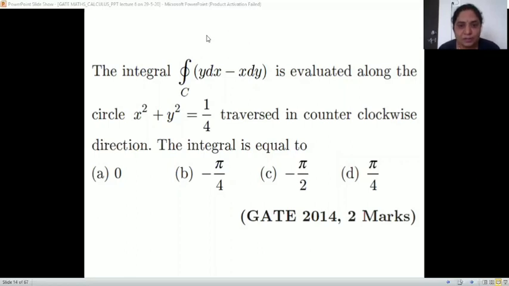I'm waiting for your answer. Minus 2 into area of the circle. Tell me the answer. Please, faster. Pi by 4? Yes, option D. We have to check signs also, plus or minus, as it is minus outside. Minus 2.